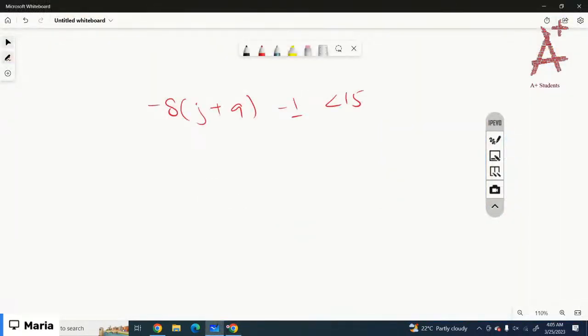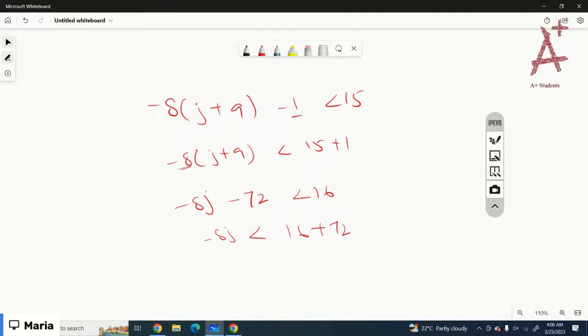First of all, you have to move that 1 to the other side. It would be negative 8j plus 9 is less than 15 plus 1. Got it? Now multiply negative 8 to both the things. It would be negative 8 times j, and 8 times 9 is 72, so negative 72 plus 16. Now move 72 to the other side. It would be negative 8j is less than 16 plus 72, got it? That is 88. Negative 8j is less than 88.